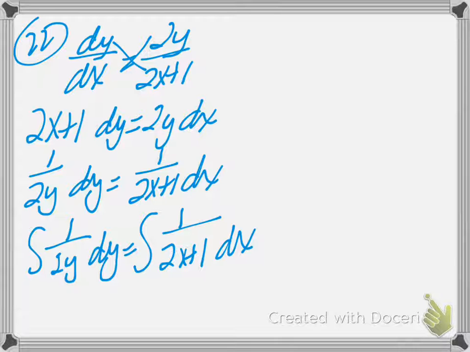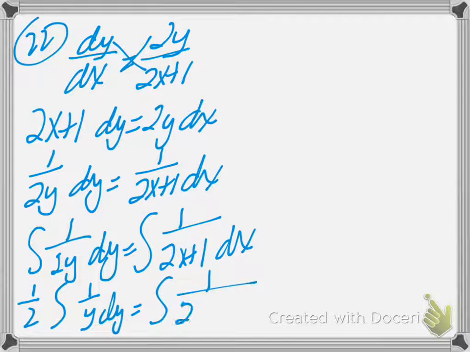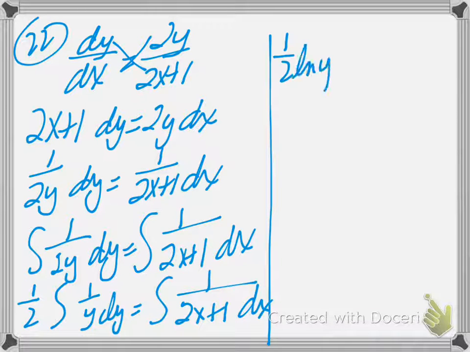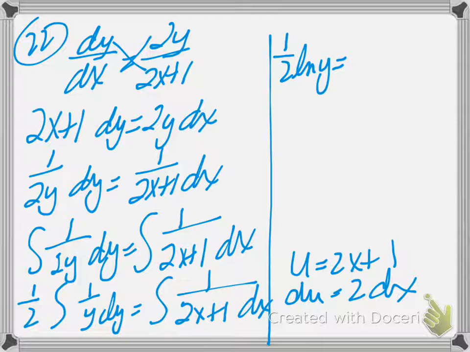Okay, on the left side, I'm going to pull out that 1/2. Can't do it on the right side because that 2 is attached to the x. So on the left side, I'm just going to get this. On the right side, I'm going to need some u substitution. So u is going to be 2x plus 1. Du is going to be 2 dx, but we don't have a 2 dx, so I'm going to divide by 2.